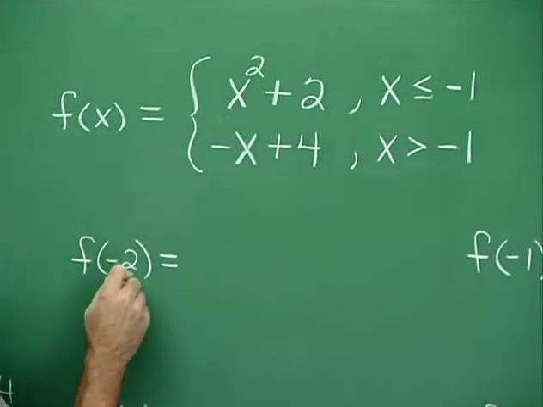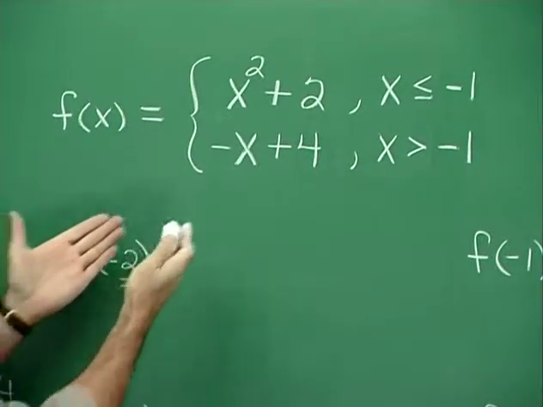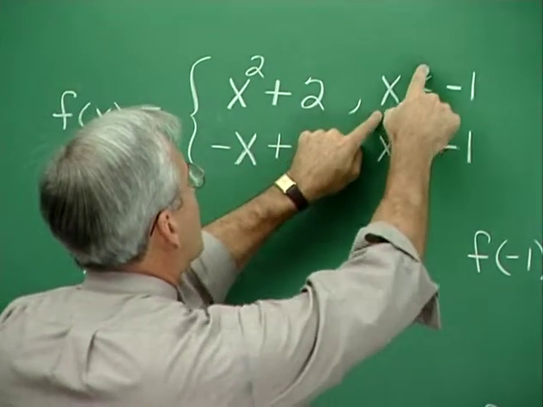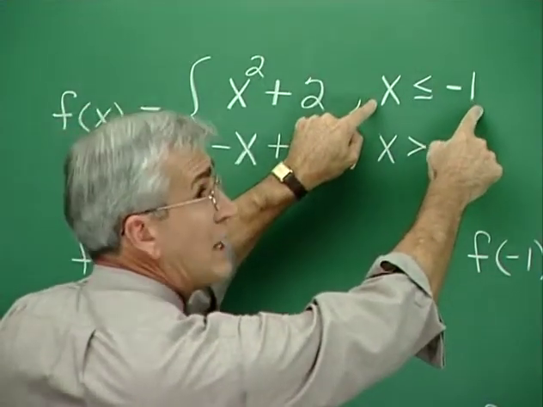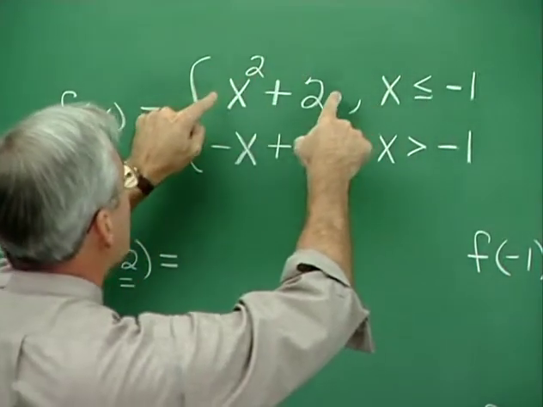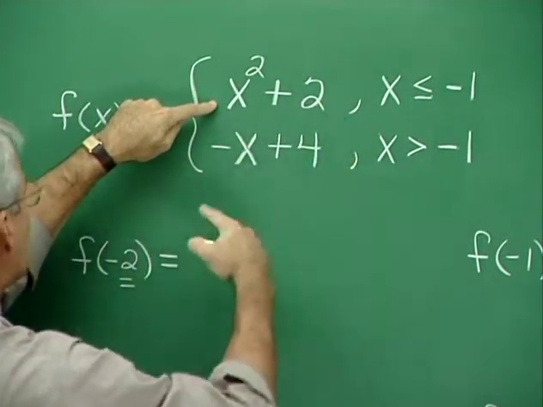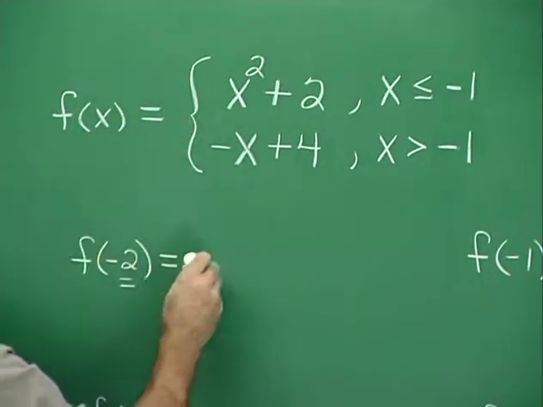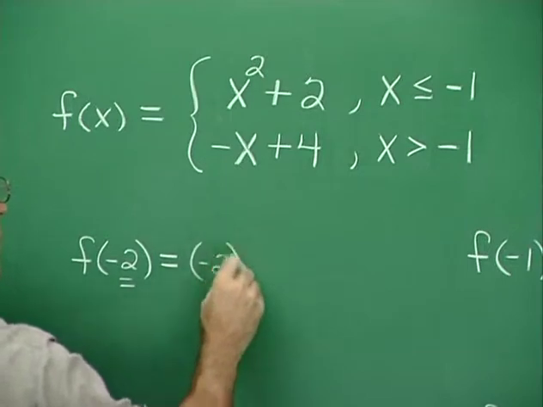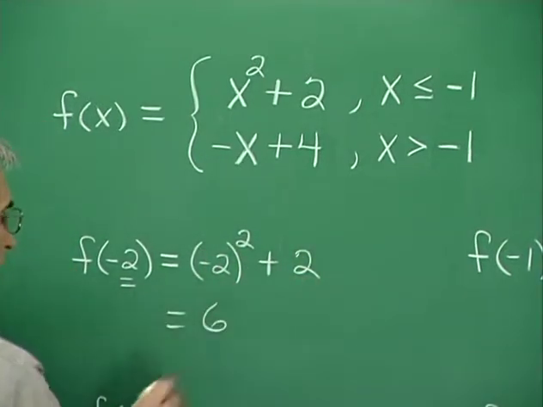Well, we have to figure out where negative 2 falls in terms of domain. For x values less than or equal to negative 1, negative 2 would be in this region, and so we'll use this expression for evaluation purposes. So f of negative 2 means in the f function replace x with negative 2. So here we have negative 2 squared plus 2. So this will be 4 plus 2 or 6.